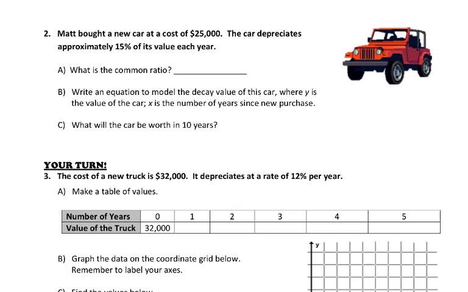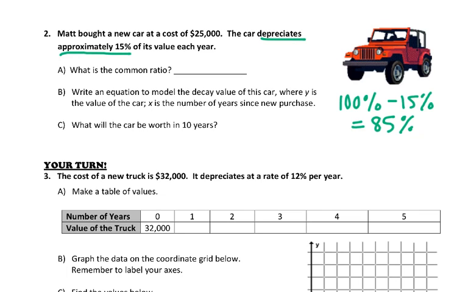So number 2 says Matt bought a new car at a cost of $25,000. The car depreciates approximately 15% of its value each year. So this is the question we have to make sure we practice, because if you get the common ratio wrong, you're going to get everything else wrong. So we always start with 100% of what we have, and it says it's depreciating, which means going down 15%. So we're going to subtract that, and you can use a calculator if you need to, but hopefully one way or another we'll get 85%.